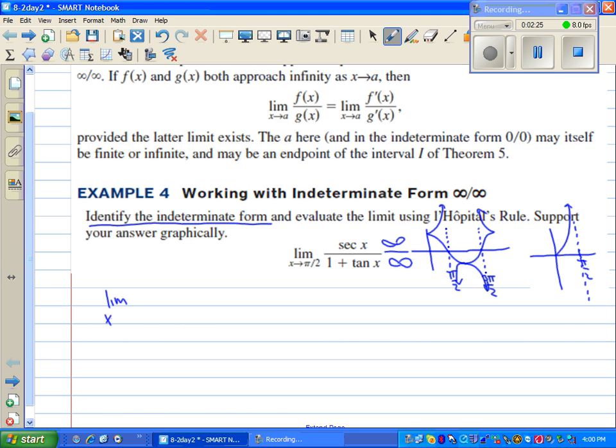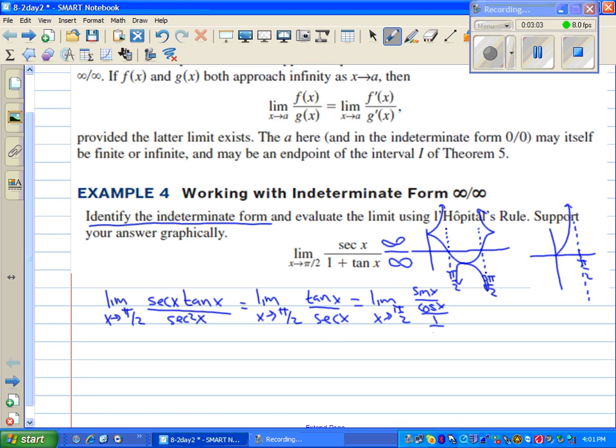Limit as x approaches pi over 2, this is L'Hopital's rule now, of secant of x tangent of x over, well, the derivative of secant is secant tangent, and the derivative of tangent is secant squared. Now we're going to do a little bit of trig here to simplify this. First of all, one of the secants is going to cancel, leaving tangent over secant. And then we can do a little bit more with this, as x approaches pi over 2. Tangent is sine over cosine, and secant is 1 over cosine.